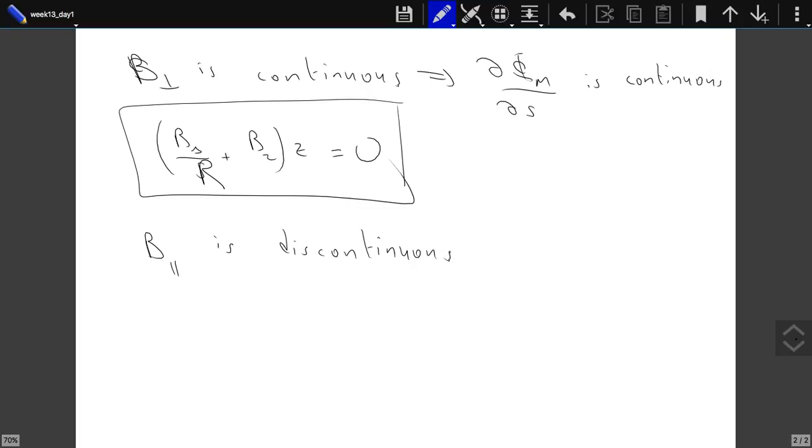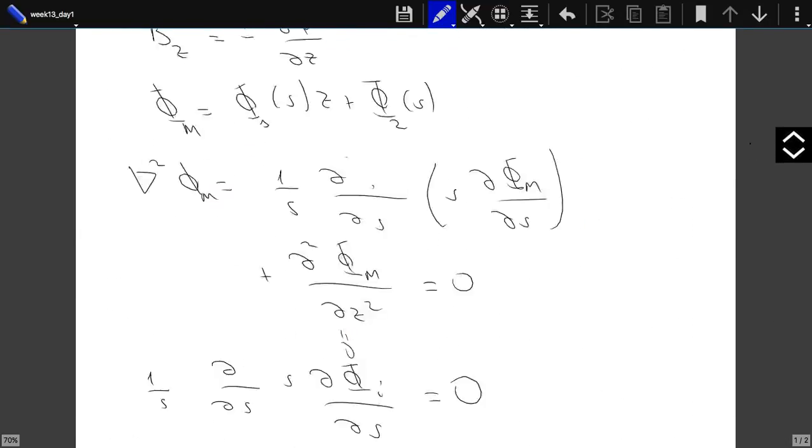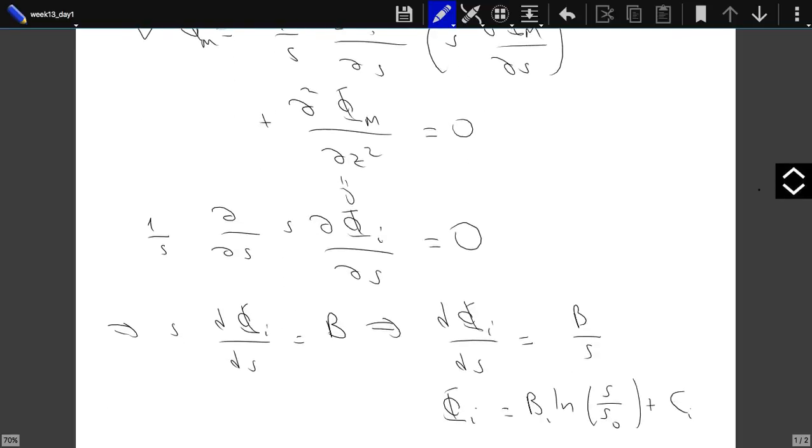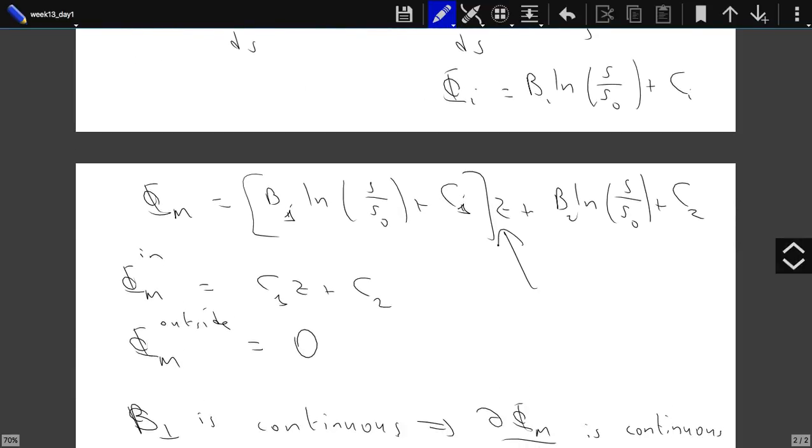And its discontinuity is proportional to the current density. The surface current density is omega r times sigma. So this gives you another condition. Well, the difficult part is to realize that the phi can have at most a linear dependence on z, and nothing more. So you don't need Bessel functions, you don't need any other functions.